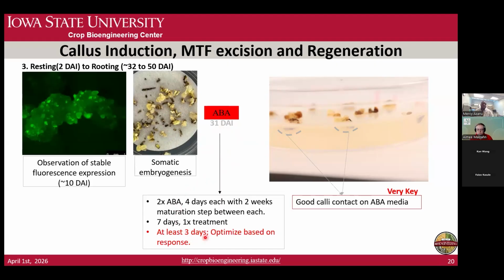This step is also variable. Some people do 3 days on ABA once. In our lab, we've optimized this step so that we can do two rounds of ABA. We put them on ABA for 4 days, then transfer them to maturation for 2 weeks. Again, we do a second round of ABA and another round of maturation, because excision is really important here. We've also optimized it so that you can do a single ABA treatment for 7 days, then 2 weeks of maturation in the dark. Then you take them to the light chamber. The purpose is that there has to be very good contact on the media.